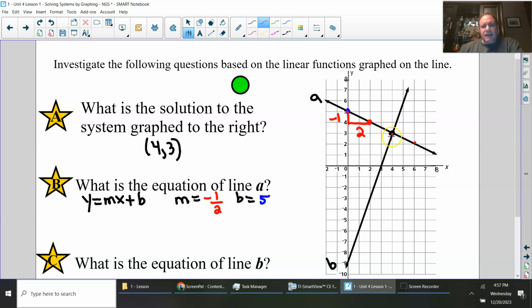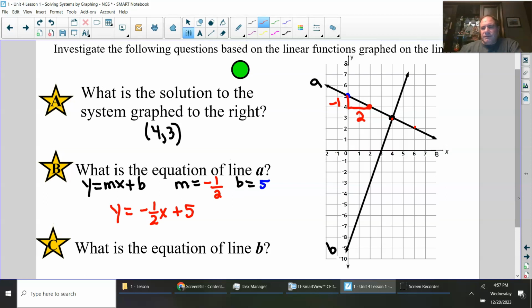Now, I'm going to have this line B, but I didn't even put the equation together. So now that you have the slope and the y-intercept, it is y equals mx plus b. So the negative half is the slope plus b, which is 5.